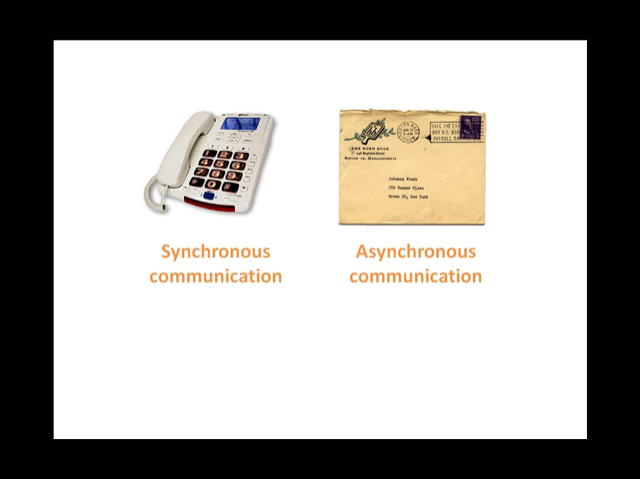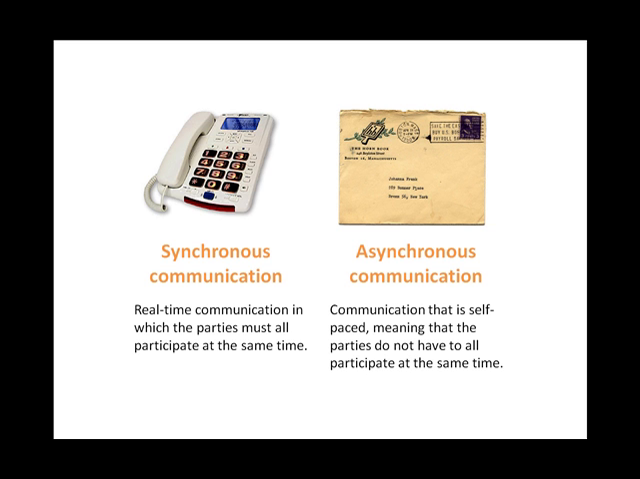First, we need to define two rather unfamiliar terms. These terms are important because they describe the two main forms that communication can take. First of all, synchronous communication can be described as real-time communication in which the parties must all participate at the same time. Virtual classrooms are a type of synchronous communication. Asynchronous communication, on the other hand, is communication that's self-paced, meaning that the parties do not have to all participate at the same time. This recording is a form of asynchronous communication because you can view it whenever it suits you.